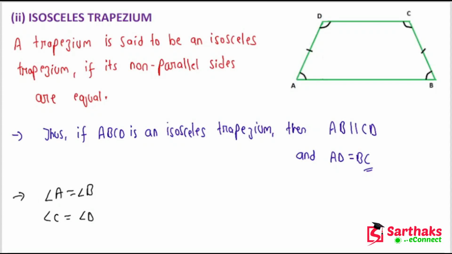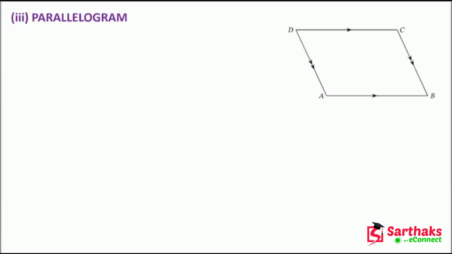Now let us talk about another quadrilateral which is very, very important, and it is the parallelogram. Why is it very important? Because a parallelogram is a fundamental quadrilateral which gives birth to three more quadrilaterals of its family, which are rhombus, square and rectangle. So a parallelogram is a parent figure of all these three quadrilaterals.